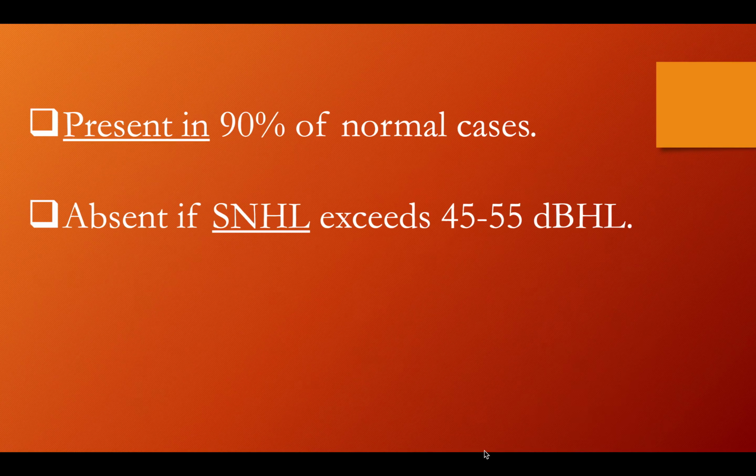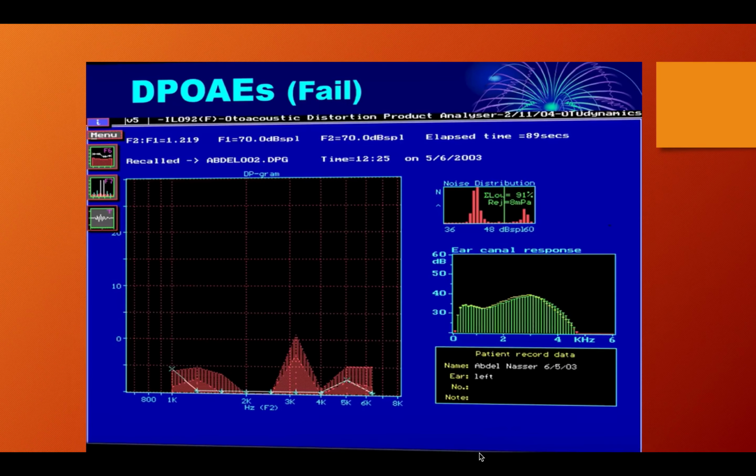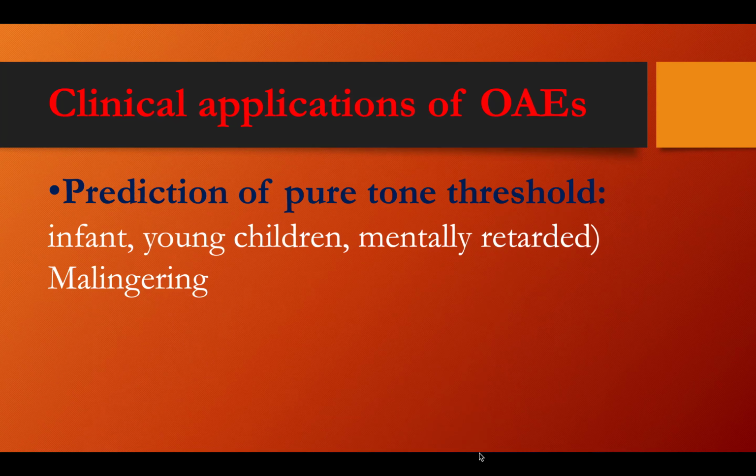It is present in 90% of normal cases and absent if sensorineural hearing loss exceeds 45 to 55 decibel HL. This is a distortion product otoacoustic emission pass: the signal to noise ratio is more than 6 decibel. And this distortion product otoacoustic emission is a fail: the signal to noise ratio is less than 6 decibel.